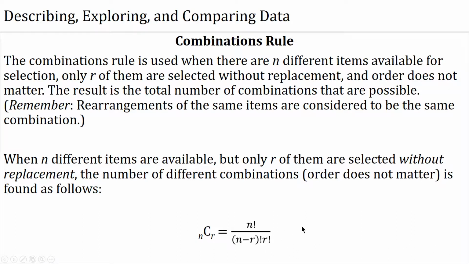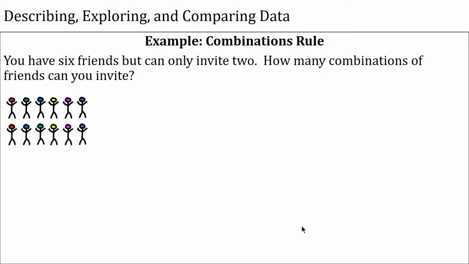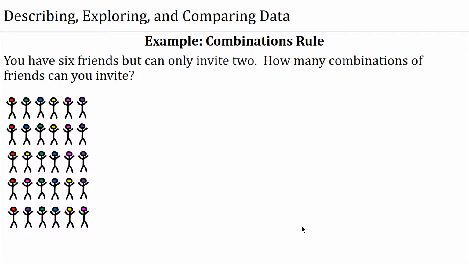Let's look at an example. Okay, so you have 6 friends, but you can only invite 2 of them over. So how many combinations of friends can you invite? With combinations, it doesn't matter if you invite Tina before you invite Sally. So we'll go back to the stick figures, and the different colors represent your different friends. And as you look through there, this will be the different orders that you can turn around and come up with.